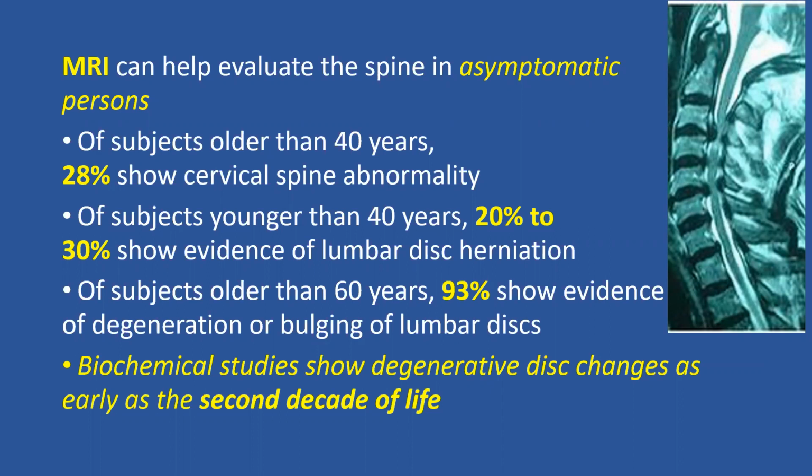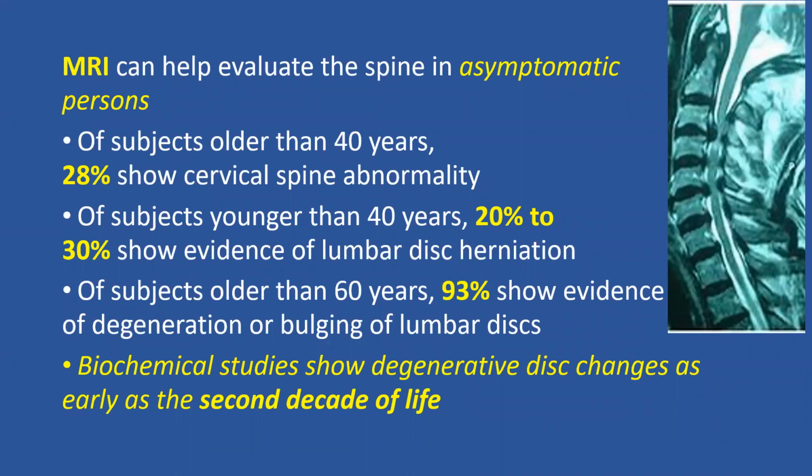Let us take these. Of subjects older than 40, 28% show cervical spine abnormality. Of subjects younger than 40 years, 20 to 30% show evidence of lumbar disc herniation and never complained of pain. Of subjects older than 60 years, 93% show evidence of degeneration or bulging of lumbar disc and never complained. Biochemical studies show degenerative disc changes as early as the second decade of life.